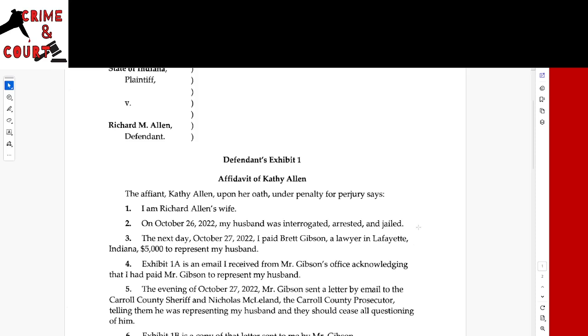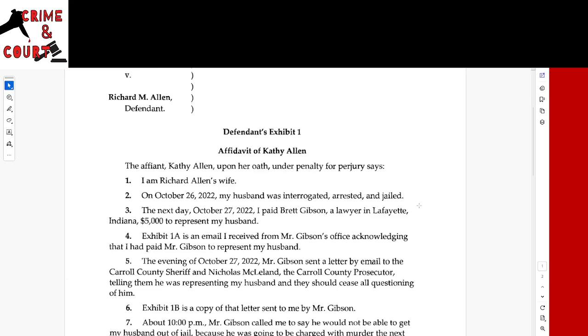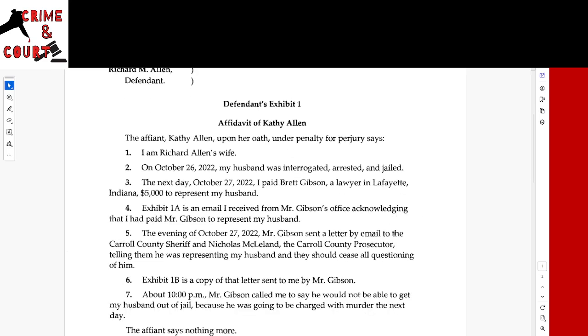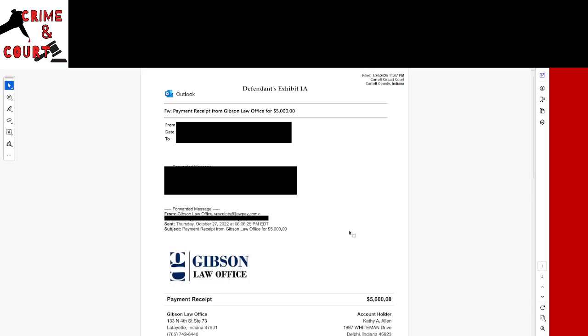So, on record, he needs to notify the court, obviously, to let them know that he's represented, but he is definitely, once that retainer is signed, you're good. So, Exhibit 1A is an email I received from Mr. Gibson's office acknowledging that I had paid Mr. Gibson to represent my husband. Take a look at that.